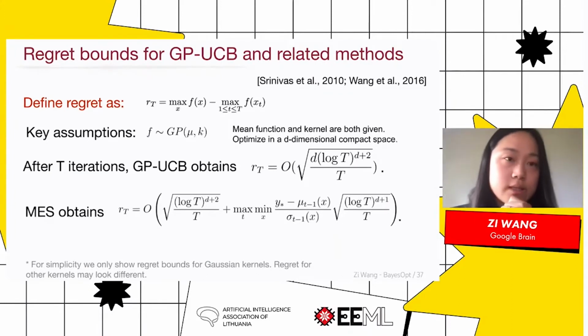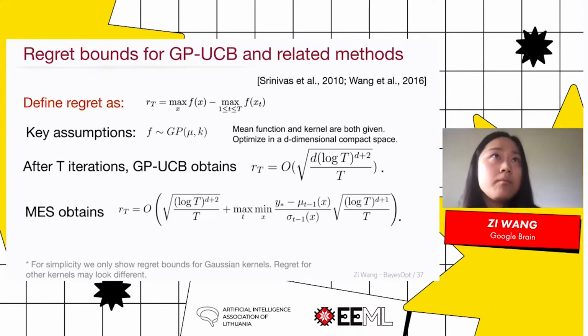So if you look at Bayesian optimization research, one thing you're going to see a lot is the regret bound. What this regret bound means is that we're trying to characterize how well we're doing in Bayesian optimization by looking at the regret. There are several different ways of defining the regret, but here I'm using the difference between the maximum value of the function and the maximum value that exists in our observations.